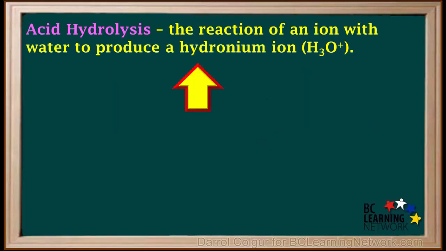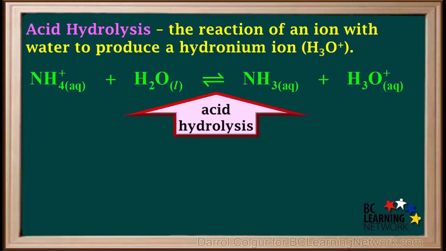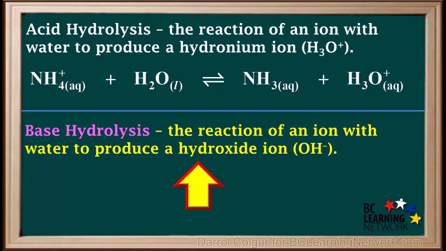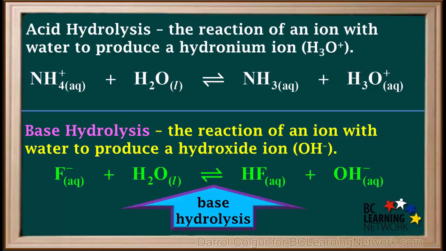To review, acid hydrolysis is the reaction of an ion with water to produce a hydronium ion. For example, the ion NH4+ acts like an acid with water, donating a proton to water to form its conjugate base, NH3, and a hydronium ion. And base hydrolysis is the reaction of an ion with water to produce a hydroxide ion. For example, the ion F- acts like a base with water, removing a proton from water to form its conjugate acid HF and a hydroxide ion.